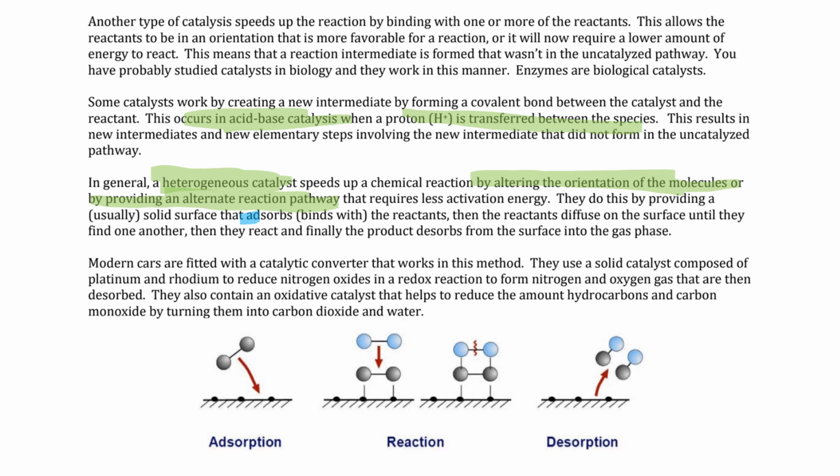Modern cars are fitted with a catalytic converter that works in this method. They use a solid catalyst composed of platinum and rhodium to reduce nitrogen oxides in a redox reaction to form nitrogen and oxygen gas that are then desorbed. So the steps are adsorption, they react, and then desorption, where they're kind of breaking bonds and forming new compounds.